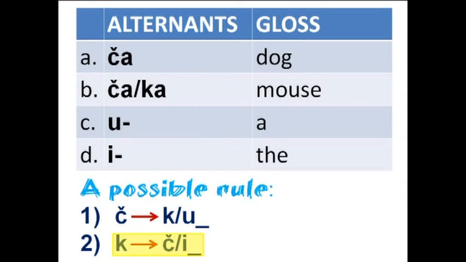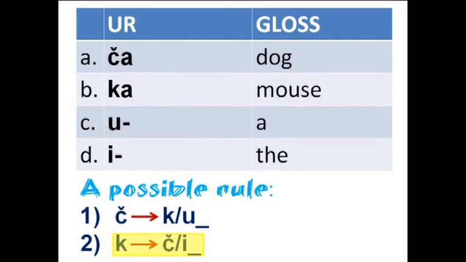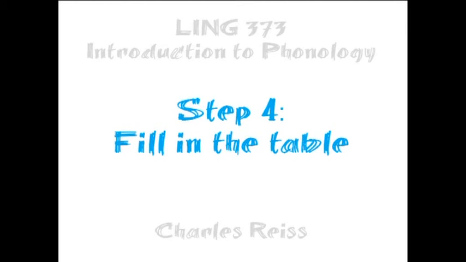And now we can choose the underlying representation for the morpheme mouse. It should be ka. So in the person's brain, this is what is stored: cha, dog; ka, mouse; u, a; e, the. In the last step, we have to fill in the table.